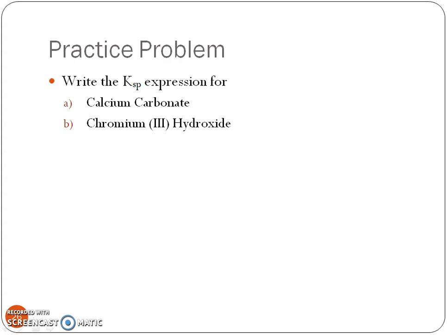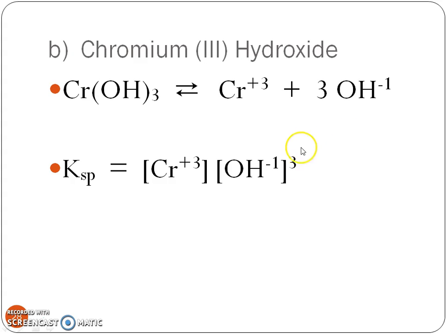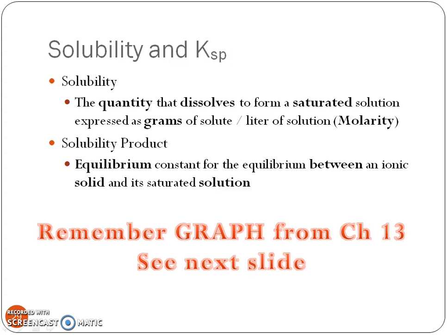So can you come up with, first of all, the formula for the A and B here, calcium carbonate and chromium 3 hydroxide? Can you come up with the formula, then the balanced chemical equation, and then the KSP expression? Hopefully you got that for A, and hopefully you got that for B. Again, notice the 3 here because of the 3 hydroxide ions.